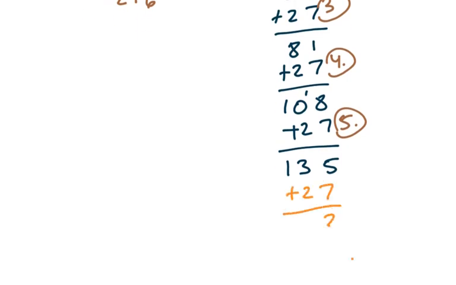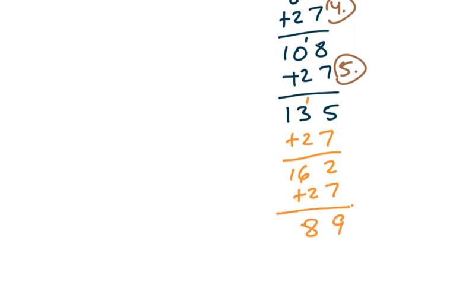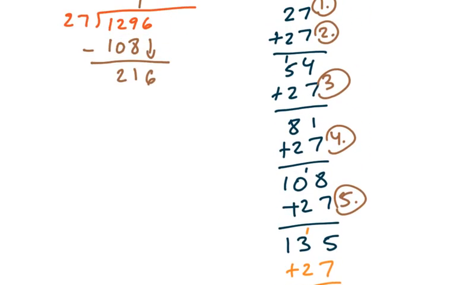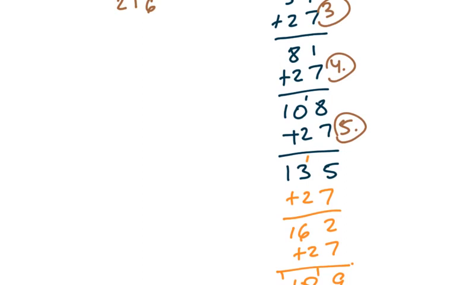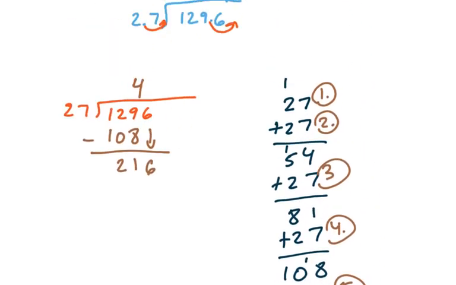So add another 27, that's 162. Add another 27, that's 189. Add another 27, that's 216. I'm trying to get to, yeah, exactly there, 216. So let's keep counting. This is 5, this is 6, this is 7, this is 8. So it goes in an even 8 times. And there we have it.